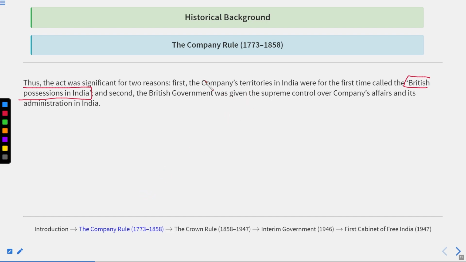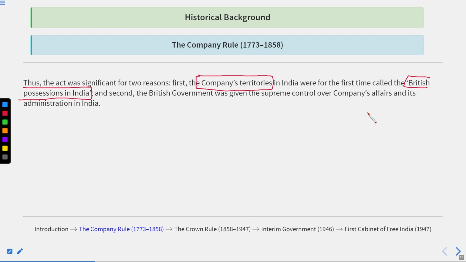All right. So the company territories were basically identified as a British possession in India. So their governance and their administration had been transferred to the British Parliament and not vested with the East India Company. Okay. Second, the British government was given the supreme control over the company's affairs and its administration in India.